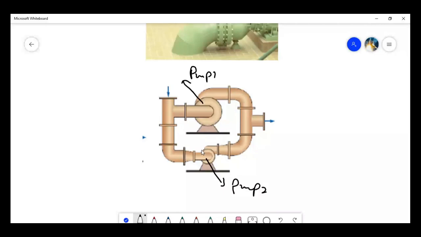So similarly, we put pumps in parallel when we have the requirement of increasing the volume flow rate, and we put pumps in series when we have the requirement of increasing the net head across the pumping system. Is it clear?